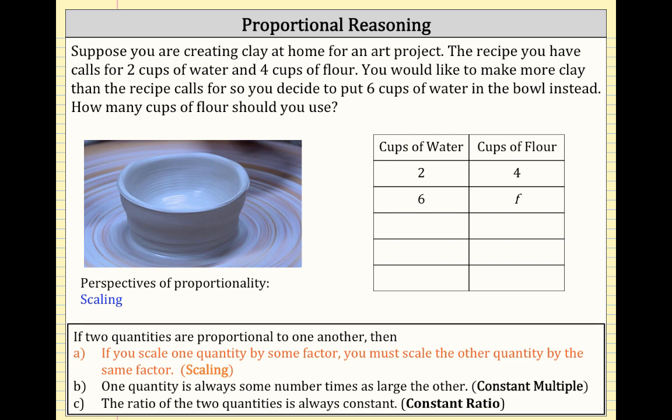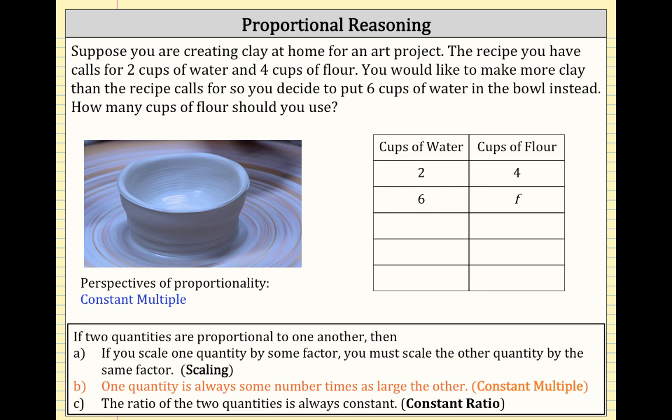When you scale one quantity by some factor, you must scale the other quantity by the same factor. So how does this work? We're going to compare 2 to 6. What do we need to scale 2 by to get to 6? To do that, we would multiply 2 by 3. In order for the quantities to stay in proportion, you would need to scale 4 by that same number, which is 3. So to figure it out, you take 4 times 3. That tells you that f is 12. That tells you that the cups of flour is 12. That is what would keep the mixture in proportion.